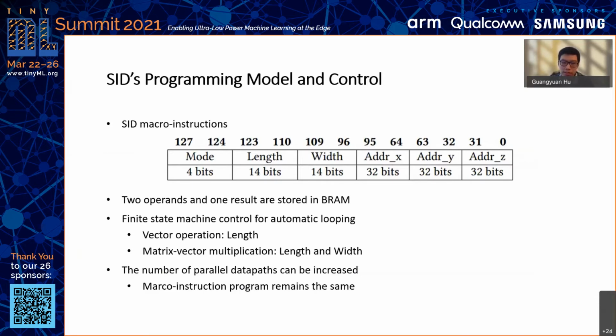The benefit of SID is that the parallelism of the hardware is transparent from the programmer's view, as hardware manages the execution. This means that the same set of macro instructions can be used in different SID implementations with different numbers of parallel data paths.